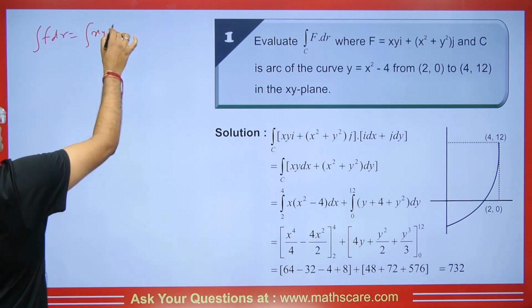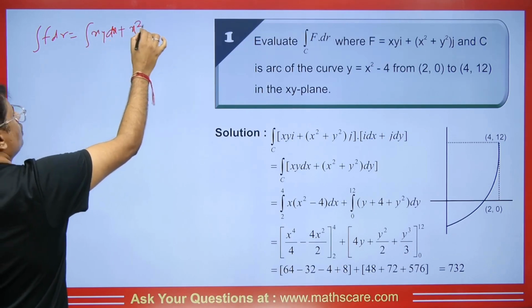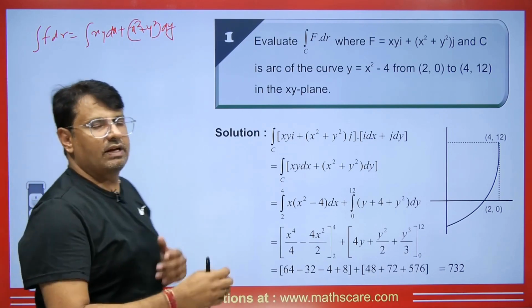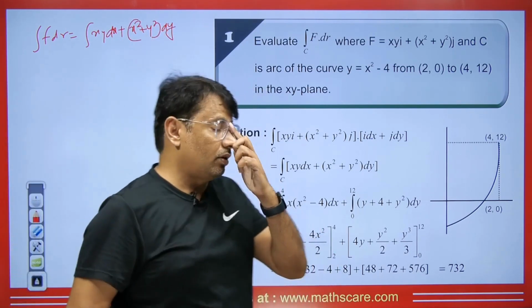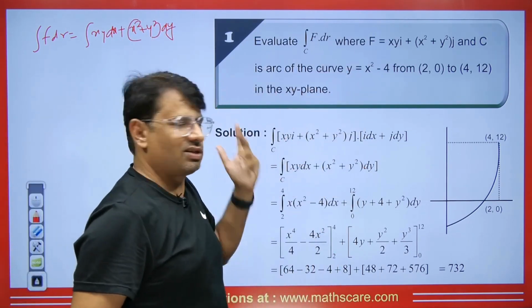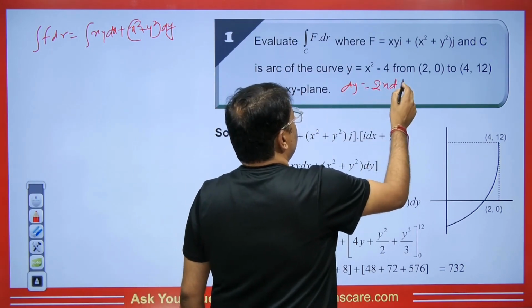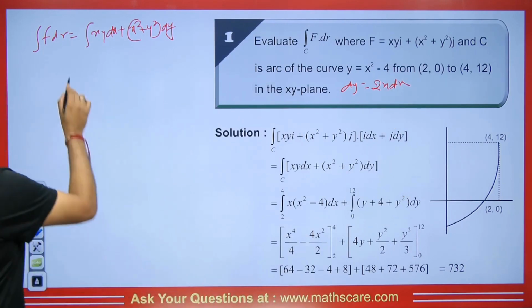We will get x y dx plus x square plus y square multiplied by dy. We can either convert the whole thing to x or convert it to y. But it would be better if we put y is equal to here, right? If we put y, then what will be the value of dy? It will be 2x dx. We're going to do the same.